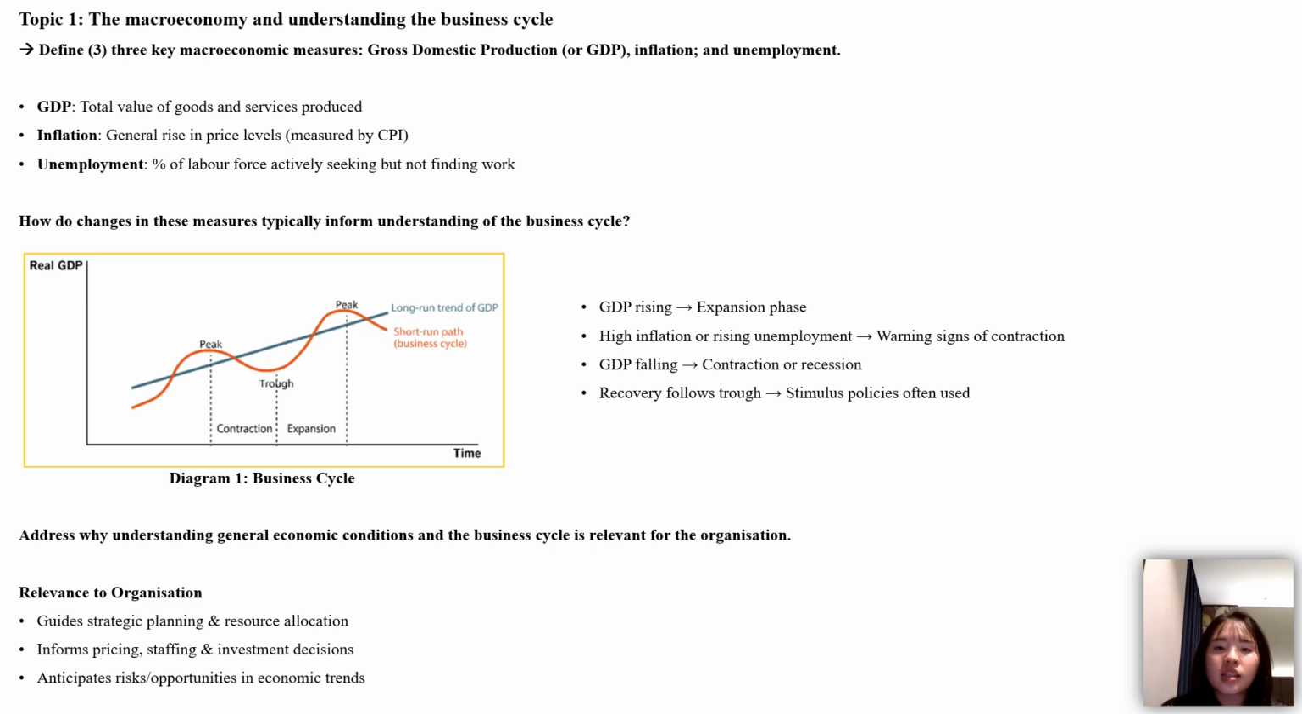Now, these indicators help us understand the business cycle, which has four stages: expansion, peak, contraction, and trough. When GDP is rising, it signals expansion. Businesses grow, jobs increase, and investment flows. If inflation is high or unemployment is rising, these can be early signs of a downturn. A drop in GDP typically indicates contraction or even recession. Eventually, the economy hits a trough, and with stimulus or policy support, begins to recover and expand again.